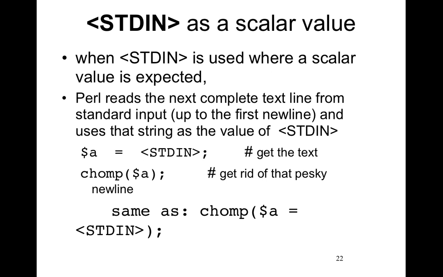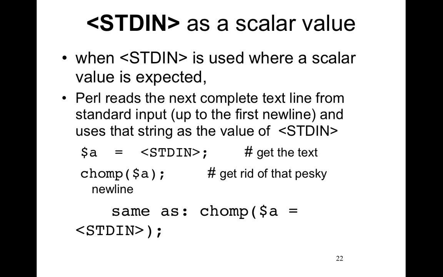We saw standard input in one of the previous examples. We have standard input, standard output, and standard error. When standard input is used, a scalar value is expected. So we have to assign the input to something. It reads in the next complete text line from the standard input up to the first newline and uses it as a string value, as we saw before. And we chomped it to get rid of the line return. So get rid of the pesky line return by chomping it. $a is going to be equal to standard input.